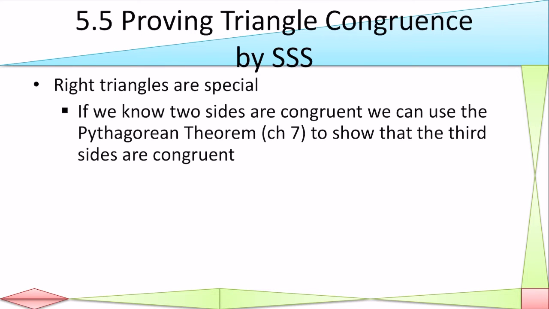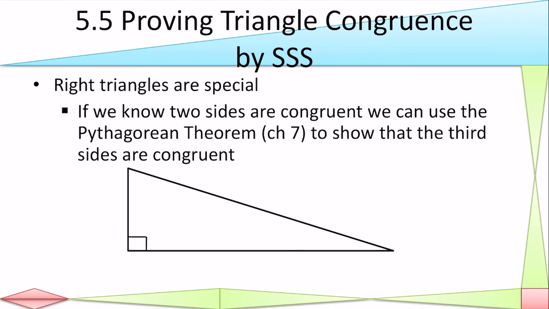Right triangles are special because if we know two sides are congruent, we can use the Pythagorean theorem, which we'll come up with in a later chapter, to show that the third sides are congruent. So if we have a right triangle, then the longest side, which is also opposite the right angle, is the hypotenuse. The other two sides are both legs, and they're shorter than the hypotenuse.